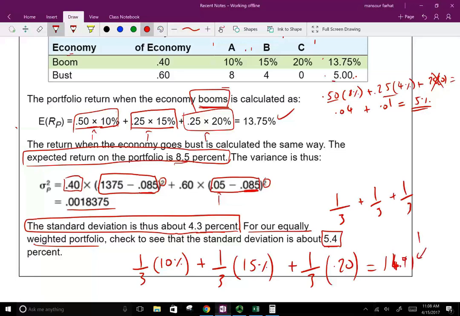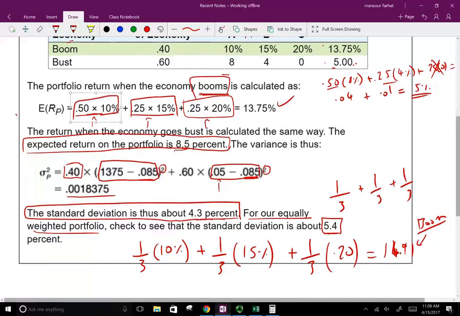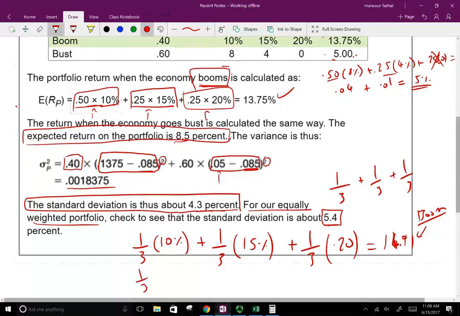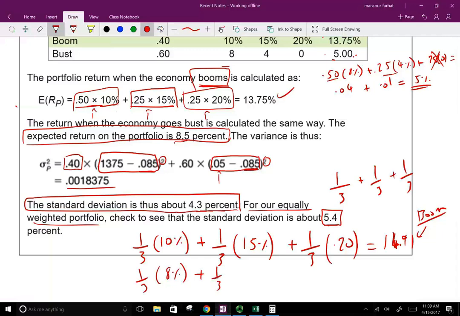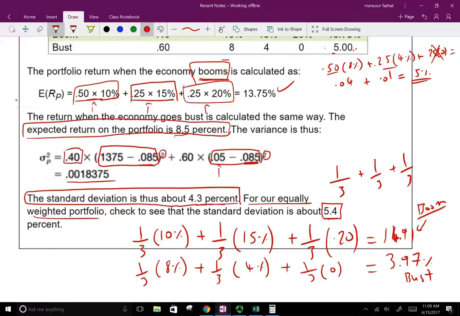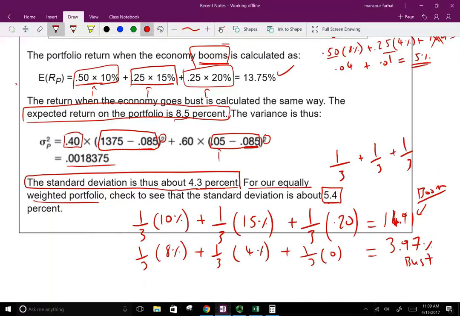So if we perform the calculation, the expected return under a boom economy is going to be 14.91. And you could confirm the math for yourself if you'd like to. Under a bust economy, 1/3 is invested in A times 8%, plus 1/3 invested in B times 4%, and 1/3 invested in C, that's going to give us no return at all, 0%. So if we do so, we're going to find that this is, with a little bit of rounding, 3.97%, and this is a bust. Now this is the expected return under a boom, and the expected return under a bust.